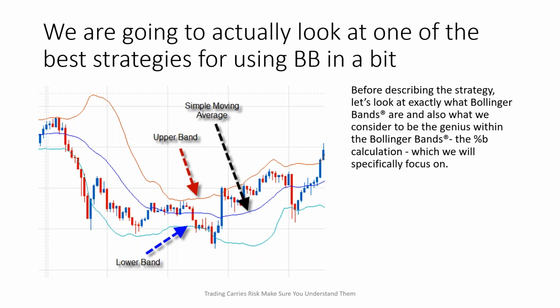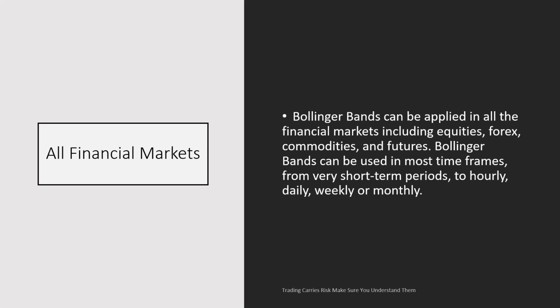Now, that's not to say that these upper and lower bands are easy to calculate, because they're done with a mathematical formula that's quite involved. But you'll never have to calculate it because it's dropped on the charts for you, but it uses something called standard deviation. Bollinger Bands can be applied in all the financial markets, including equities, forex, commodities, and futures. They can be used in most time frames, from very short-term periods to hourly, daily, weekly, and monthly.